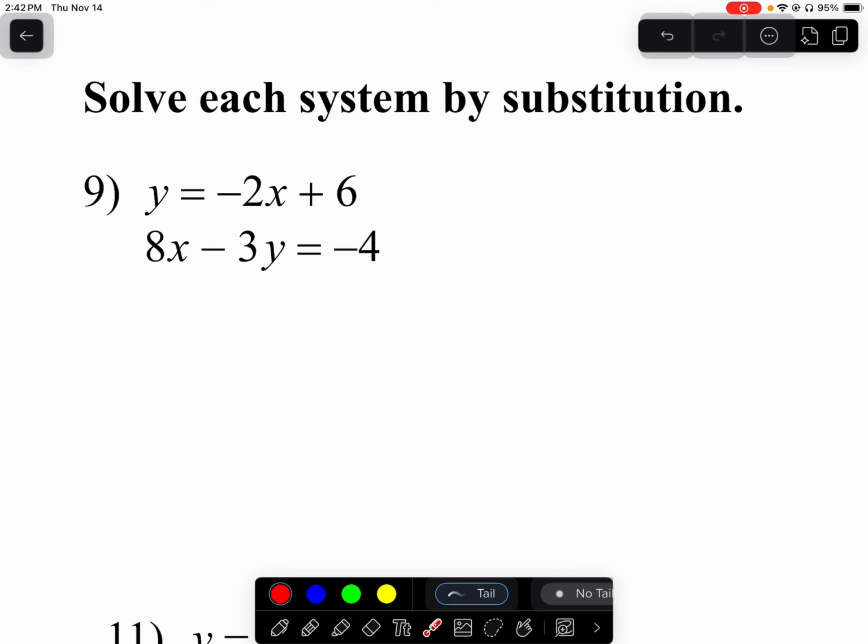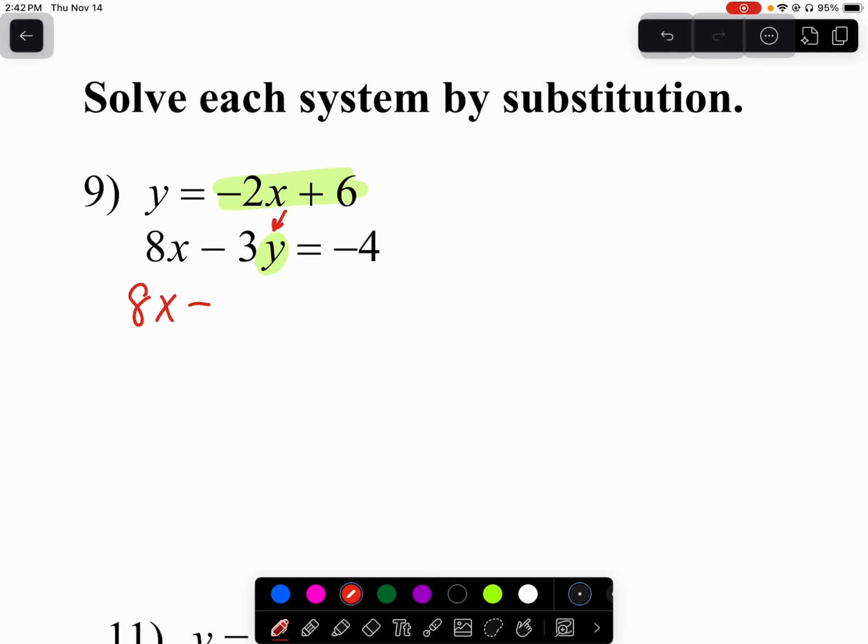But when one of the equations says either x equals or y equals, so it's explicitly solved for a variable, that means we can substitute this value in that variable spot. So I know that y is equal to -2x plus 6. So as long as I put it in parentheses, I can substitute that in right there. Okay, so let's do that.